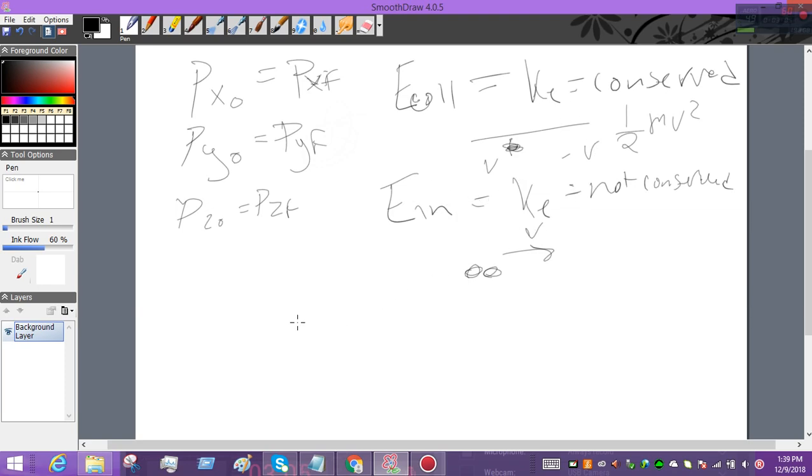The third concept to cover is impulse. Impulse equals force times time equals change in momentum. It's just a way to solve for the force that's acting on the object over a given amount of time to produce the change in momentum.